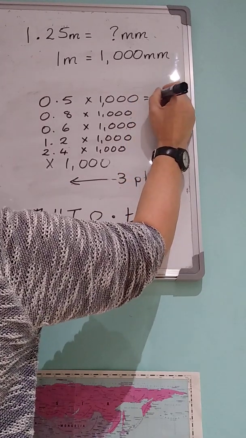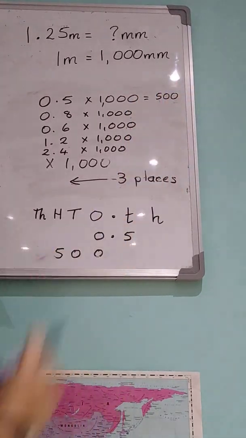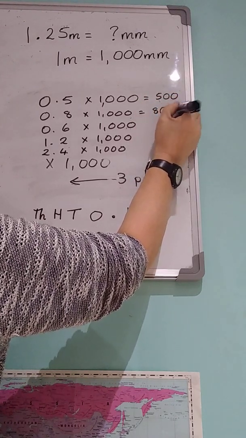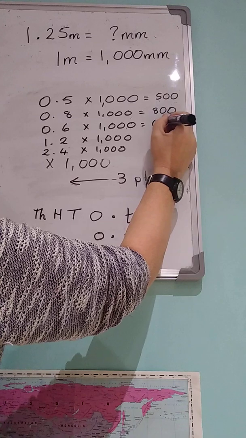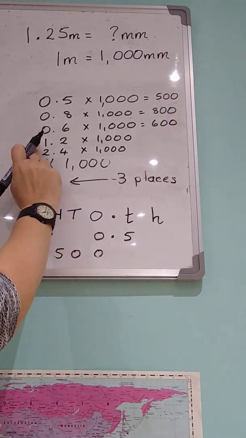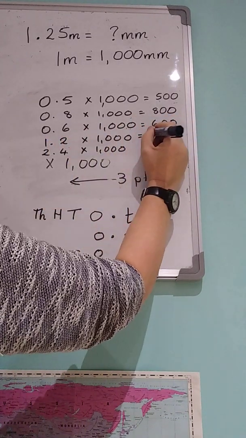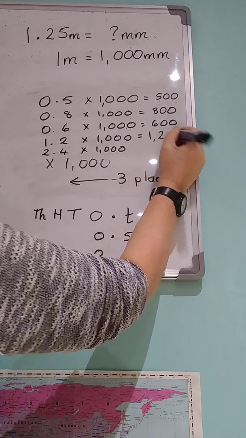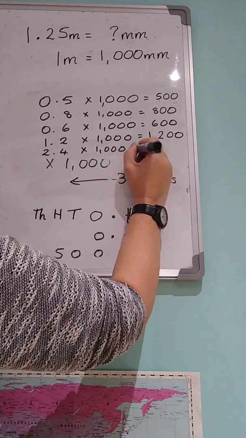0.5 times 1,000 is 500, as we found out down here. 0.8 times 1,000 is 800. 0.6 is 600. 1.2 is equal to 1,200. And 2.4 times 1,000 is equal to 2,400.